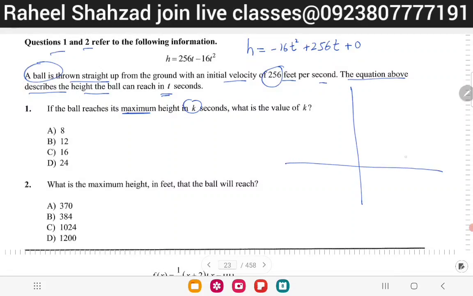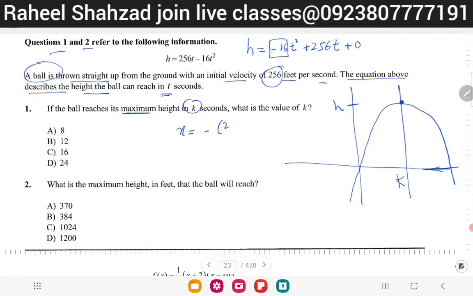Now, it's a quadratic curve, the leading coefficient is having a negative value. So this is going to be such kind of curve. Okay. And you need to find k. Basically, when the ball is at its maximum height, they are finding the x coordinate of the vertex, or you can say this is the line of symmetry. So line of symmetry, you can say x is equal to minus b divided by 2a.